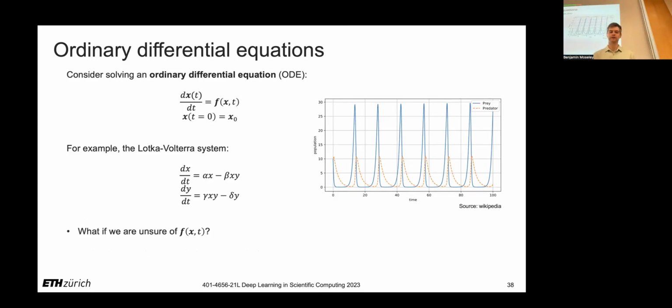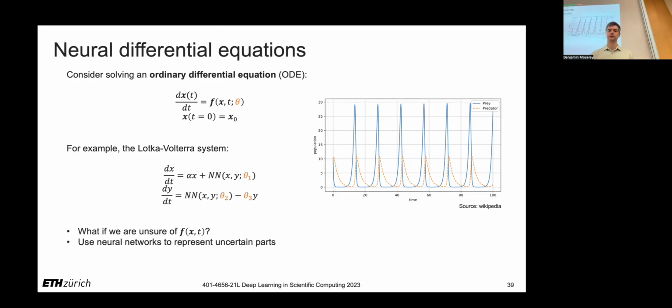Well, we ask the question, what if we're unsure about these functions? We don't know if we actually have this functional dependence between the growth rates of both the predator and the prey. What if it's not x times y? What if it's x times y squared or some other law of the system that we don't actually know? So we're talking here about essentially equation discovery, understanding the equations that govern some physical system. Okay, so what is a neural differential equation?